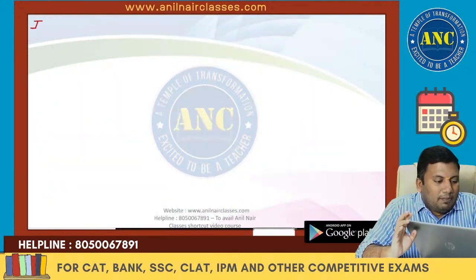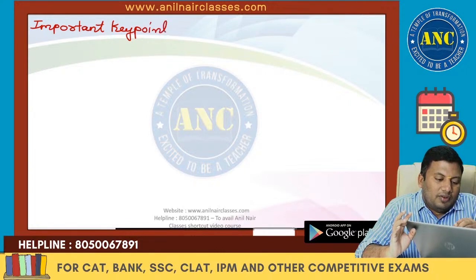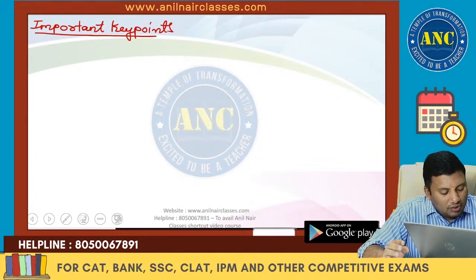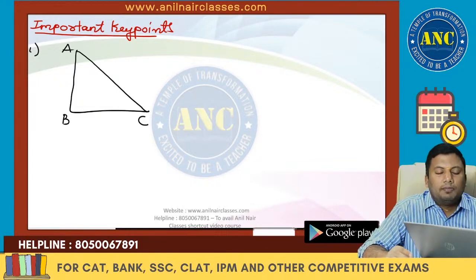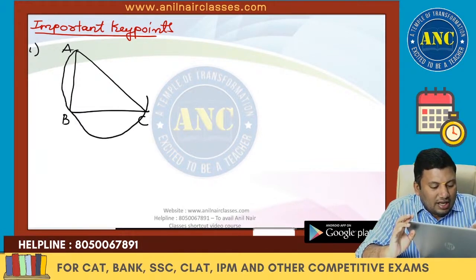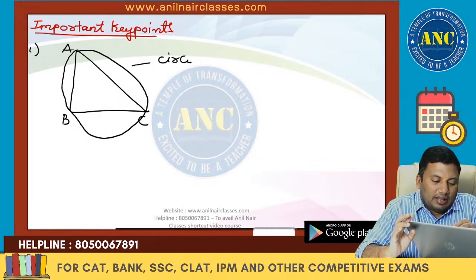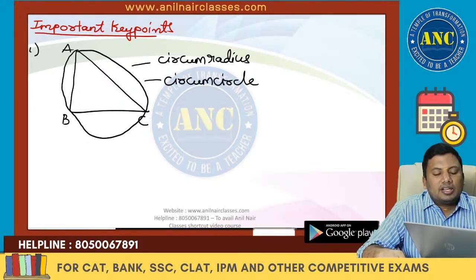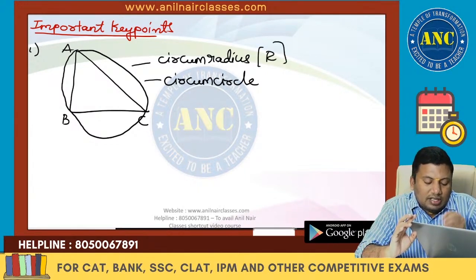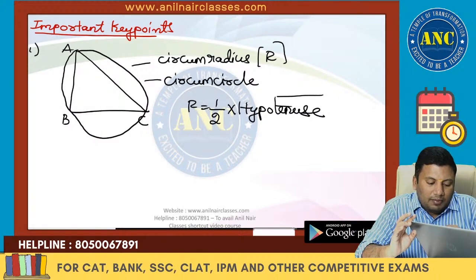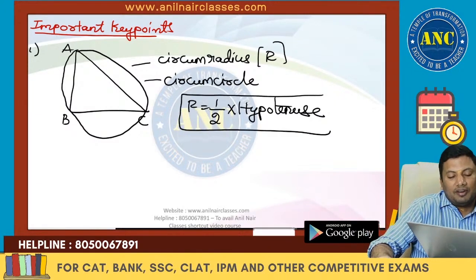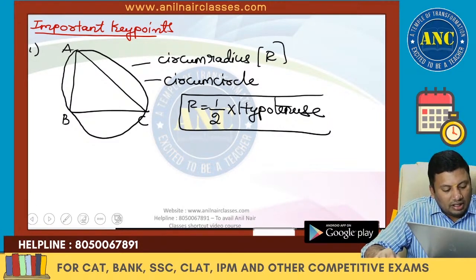Now we will write some important key points, which are of extreme use when we are solving problems. First important key point. If it is a right angled triangle ABC, and I draw a circle that touches the vertices of the triangle, that is the circumcircle, and the radius of the circumcircle is called the circumradius. In a right angled triangle, the circumradius is always half of the hypotenuse.